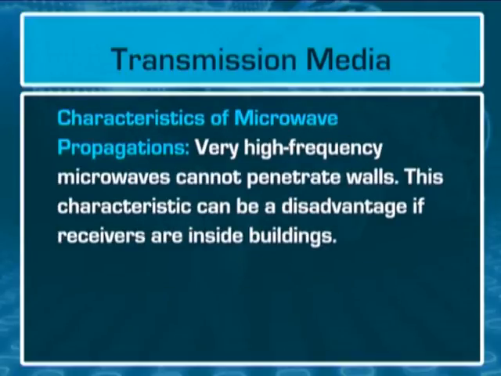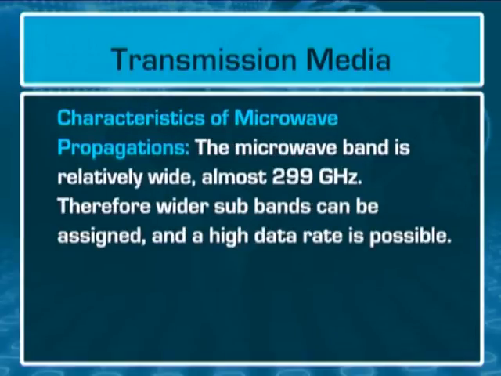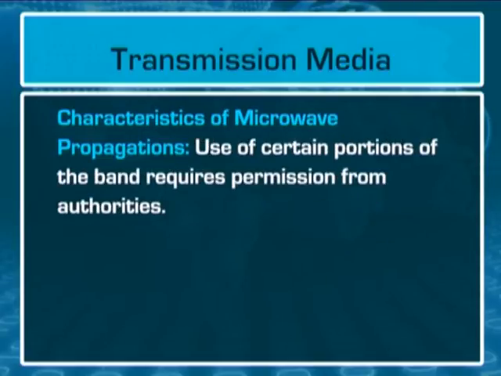Number 2, very high frequency microwaves cannot penetrate walls. This characteristic can be a disadvantage if receivers are inside buildings. Number 3, the microwave band is relatively wide, almost 299 GHz. Therefore, wider subbands can be assigned and a high data rate is possible. And number 4, use of certain portions of the band requires permissions from authorities.